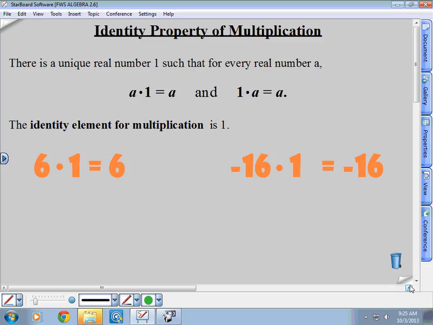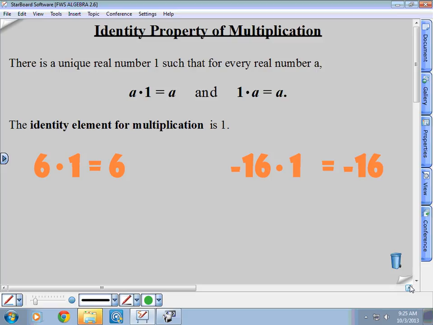And you already know 6 times 1 is 6. And you know that negative 16 times 1 is negative 16. Okay, so for multiplication, we call 1 the identity element for multiplication. That means that's the number that you'll multiply by to give it itself. Identity, ID, me. So what's the number I'm going to multiply by me to get myself? It's 1.